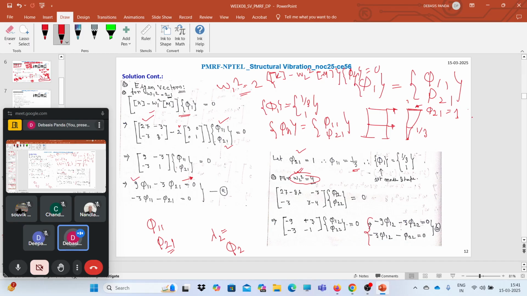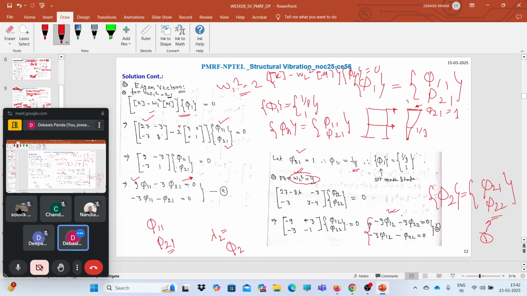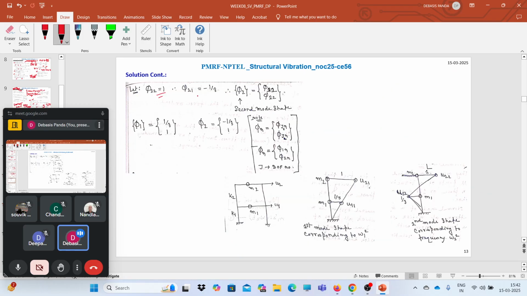Again, phi 2 will contain phi 21 and phi 22. We will fix phi 22 as 1 because this is the last ordinate of this mode. So phi 22 is equal to 1, and if you apply phi 22 equal to 1 in this equation, you will find the value of phi 21. So phi 21 comes as minus 1 by 3. So my second mode shape is also ready.